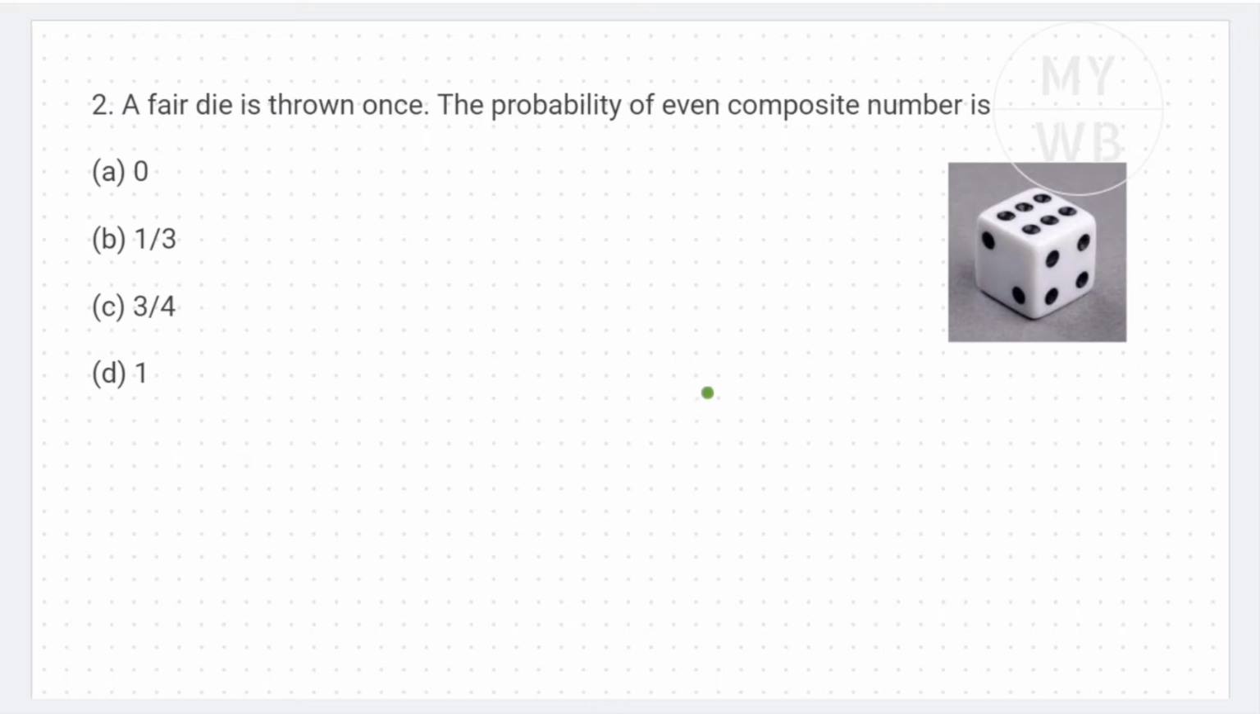A fair die is thrown once. The probability of even composite number is. So when a fair die is thrown, the possible outcomes are, you can get 1, 2, 3, 4, 5 or 6. These are the possible outcomes. So what is the number of the possible outcomes? It is 6. Now we need to find the probability of even composite number.